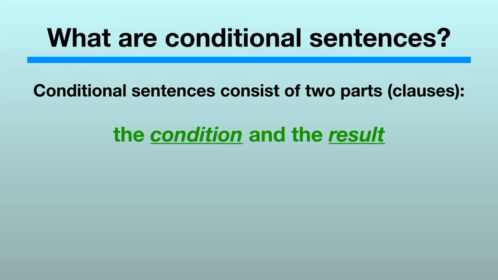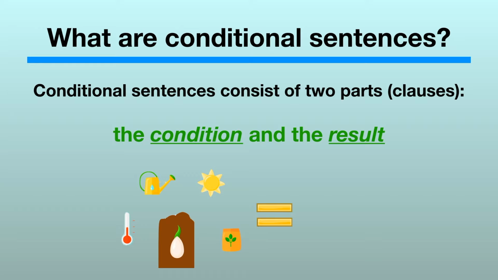Conditional sentences consist of two parts, or two clauses, the condition and the result. Just like the germination of a seed, for a seed to grow, four conditions need to be fulfilled: a proper temperature, the right amount of water, adequate sunlight, and also sufficient nutrients. When these conditions are met, the result is that the seed starts to grow.